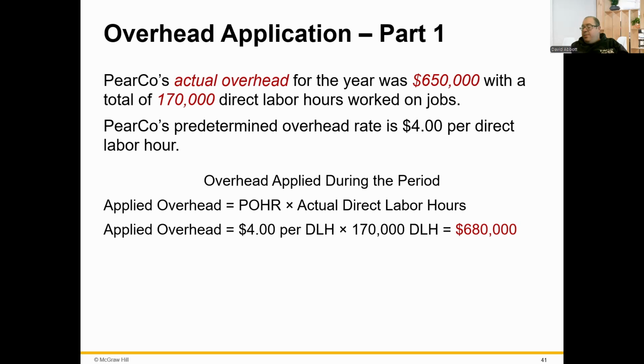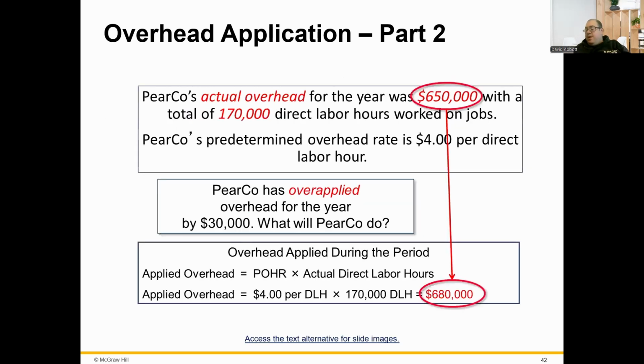So in this example, we would have overhead overapplied by 30,000. So 680,000, which is what was applied, subtracted from the 650,000 that they actually incurred. And so that's going to give you 30,000 that is overapplied.